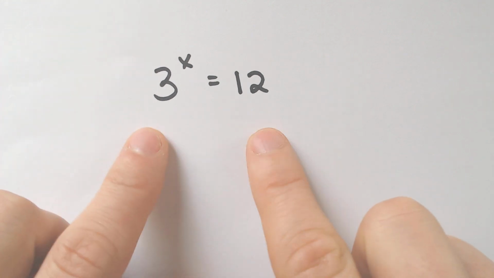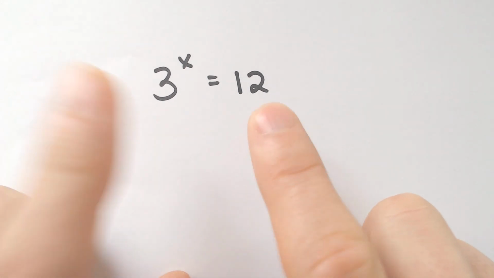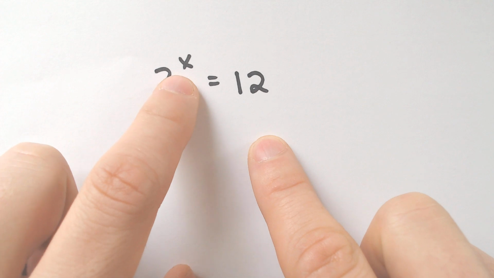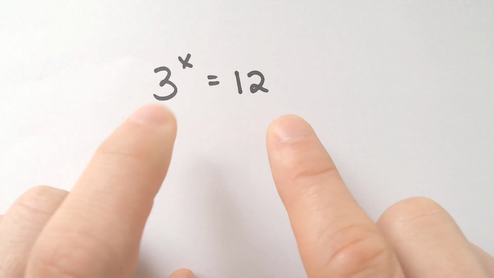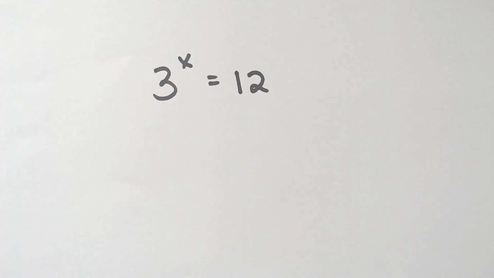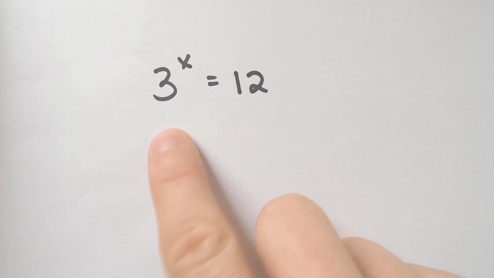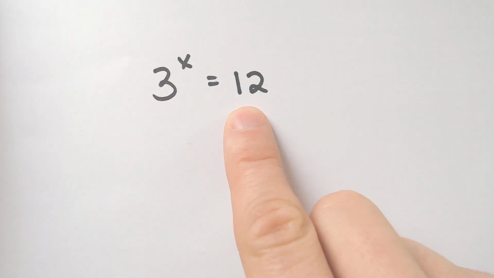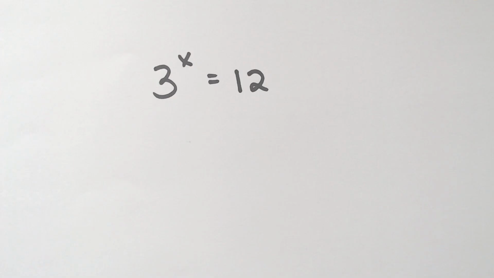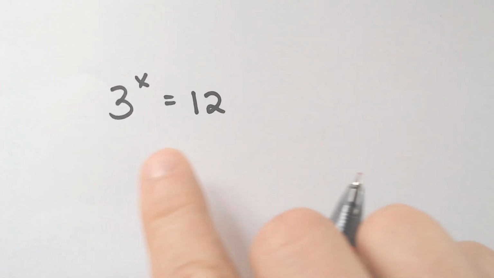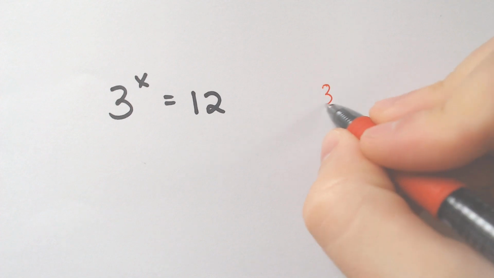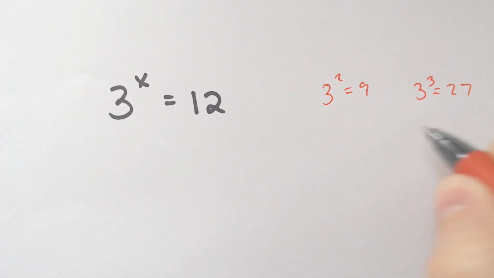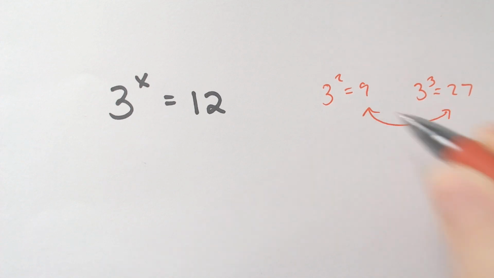Today we are going to be solving exponential equations where the exponent is only on one side. So this is just 3 to the x power is equal to 12. Now the answer is not 4 at all because 3 squared is equal to 9 and 3 to the third power is equal to 27. This is going to be somewhere in between 9 and 27, because 3 squared is equal to 9 and 3 to the third is equal to 27. It's going to be somewhere in between those two numbers.